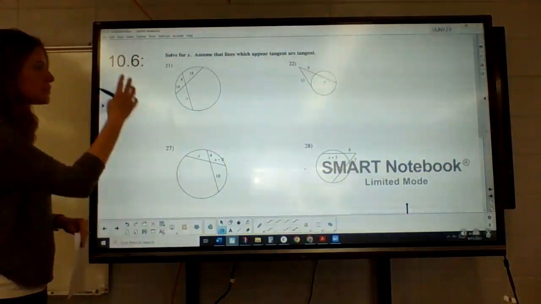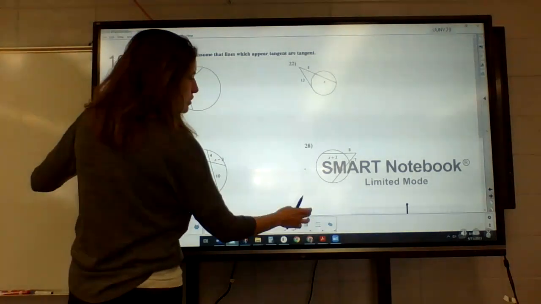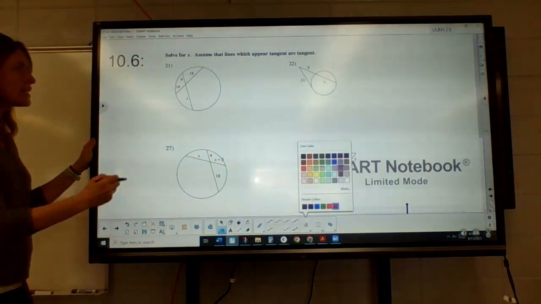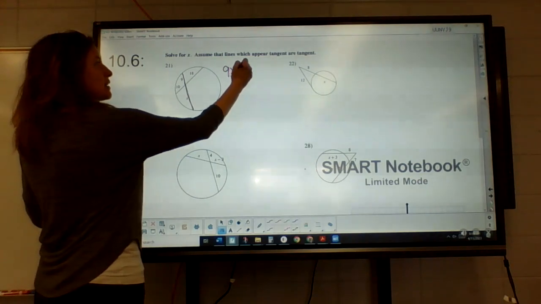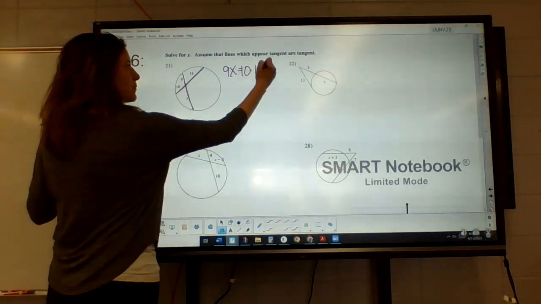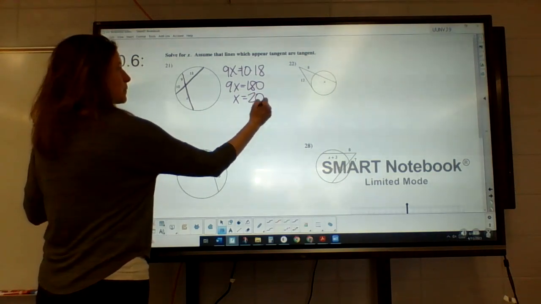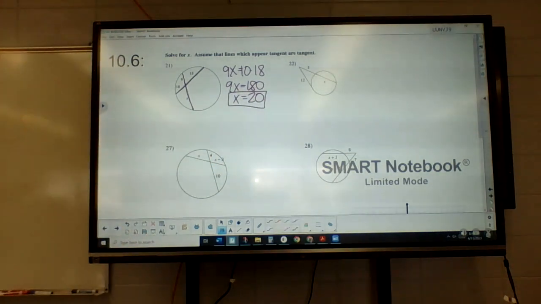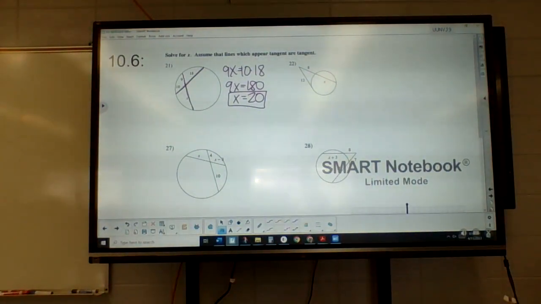So these two chords intersect inside the shape. And again, these are really similar to ones you guys had on your scrimmage. So we take the one chord and we multiply the pieces together. So I do 9 times x. And it's going to equal the other chord multiplied together. So 10 times 18. Now this is not degrees. This is talking about a segment length. So please do not use degrees if it's not an angle or an arc. This is talking about a segment length that shouldn't be degrees.